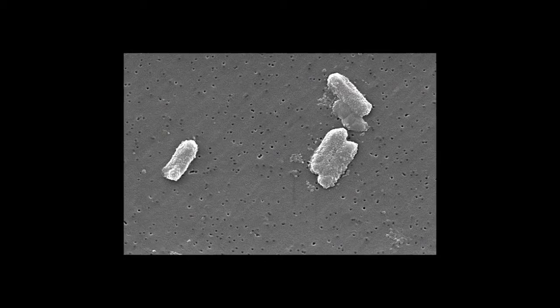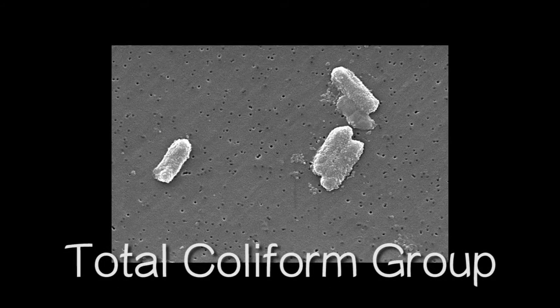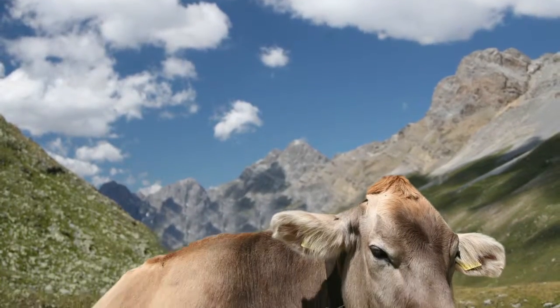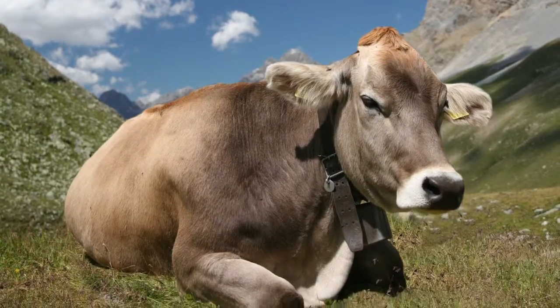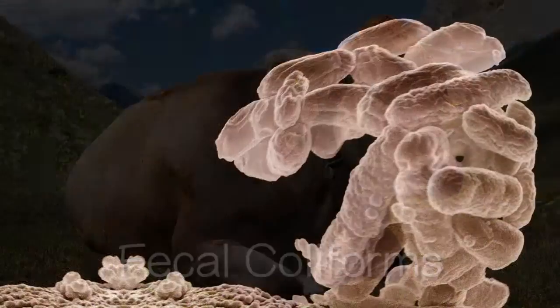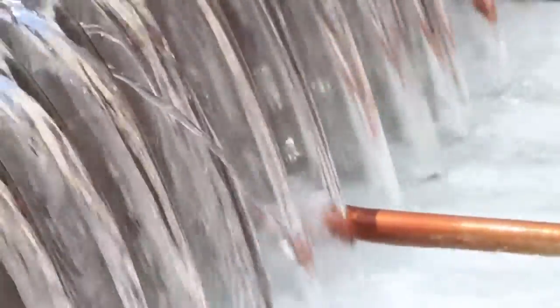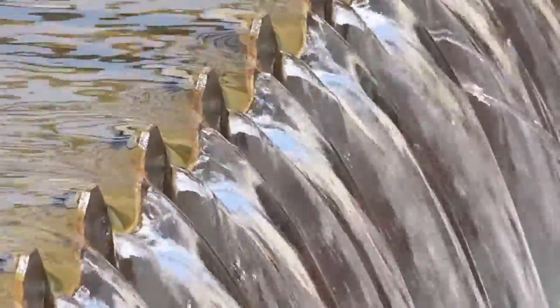There are about 100 different species of coliforms, known collectively as the total coliform group, many of which live in the intestines of warm-blooded animals. These are called the fecal coliforms, and the most common fecal coliform in the human intestine is E. coli. While the coliforms are generally harmless, their presence in water indicates possible fecal contamination, and thus the possible presence of pathogens. Their absence is strong evidence that fecal contamination is not present and that the water is pathogen-free.